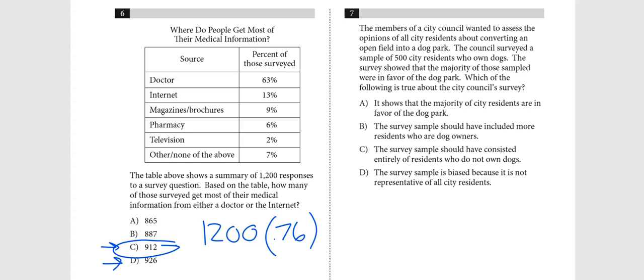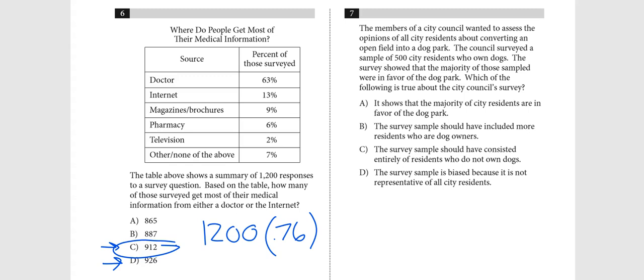Members of the city council wanted to assess the opinions of all city residents about converting an open field into a dog park. The council surveyed a sample of 500 city residents who own dogs. Okay. The survey showed that a majority of those sampled were in favor of the dog park. Really?